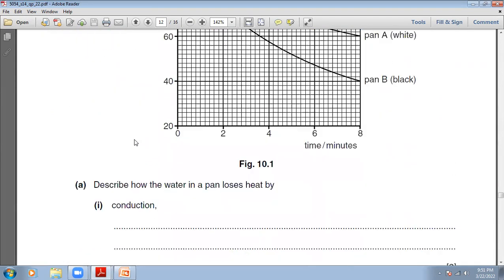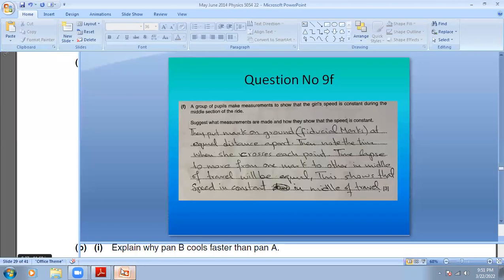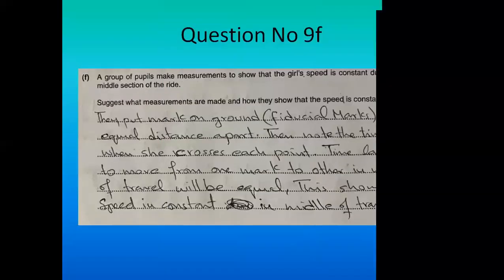Hopefully you understand this. Okay, so the question is, describe how the water in a pan loses heat by conduction. You see, the molecules of the saucepan which are in contact with the water will absorb heat from the water and start vibrating vigorously. The amplitude of their vibration will increase, so they will collide with their neighboring molecules and make them vibrate vigorously. So by the vibrations, the energy will be transferred from the hot end to the cold end. So the conduction is basically taking place in the solid, which is the saucepan.